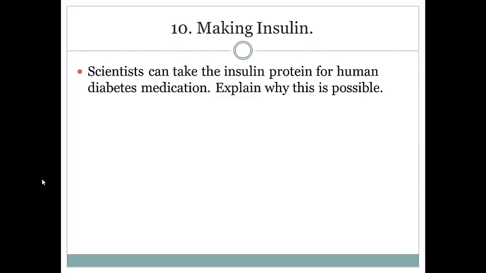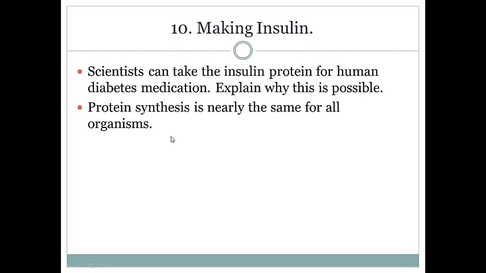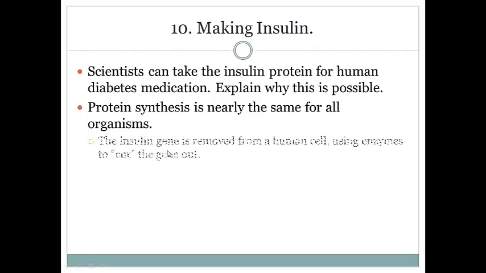Next question is about insulin. Scientists can take the insulin gene for human diabetes and insert it into a different organism. This is typically done with bacteria, and this is how insulin is made for people who have diabetes. Protein synthesis is nearly the same for all organisms.